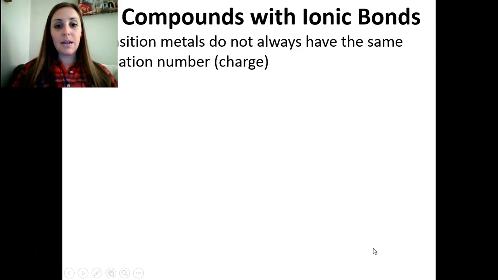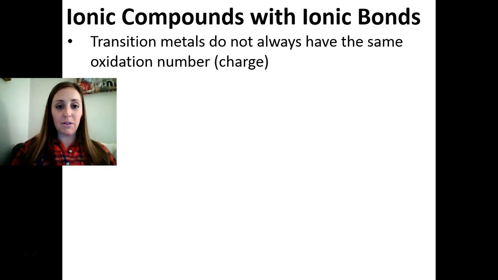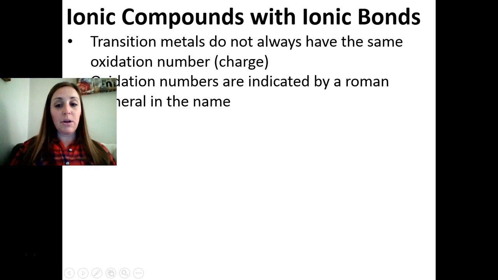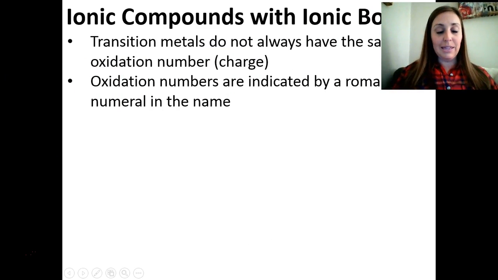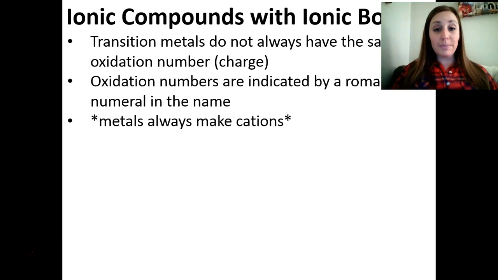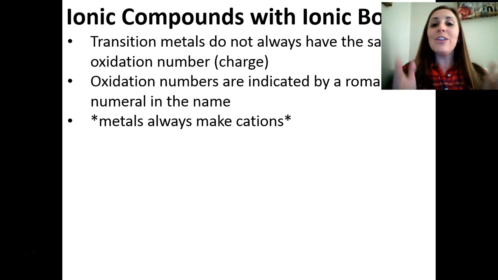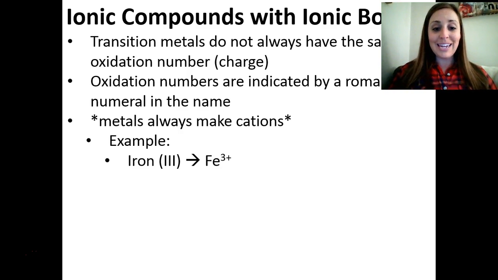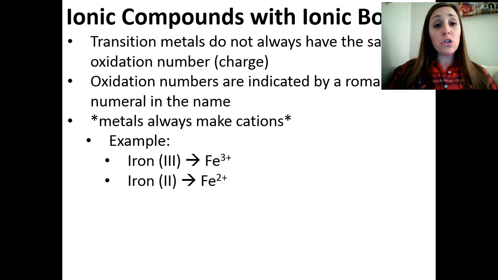Let's try another one. Let's talk about transition metals. They do not always have the same oxidation number or charge. The oxidation number is written with a Roman numeral in the name to tell you what the charge is for a transition metal. Remember that metals always make cations. So when you see that Roman numeral, you know it's telling you what positive charge that element has. For example, iron 3 is Fe3+, iron 2 is Fe2+. Notice they're both positive, and the number correlates with the Roman numeral.